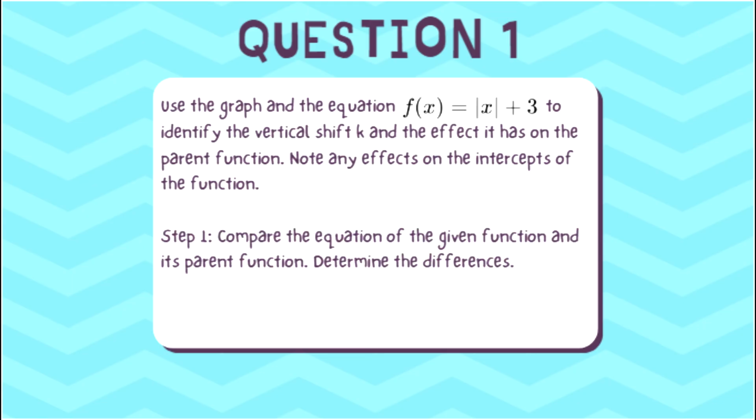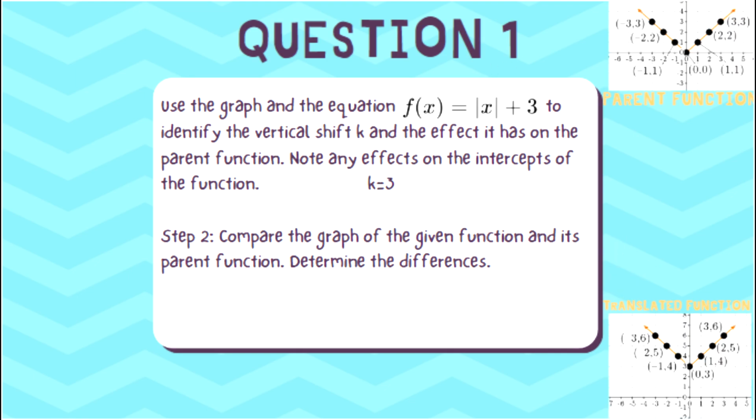So compare the equation of the given function and the parent function, determine the differences. So the parent function stops right there. It's just f of x equals the absolute value of x. So the difference is this plus 3, which is our k value. That means k equals 3. That means that this parent function is going to move up 3 units, which we can see on these two graphs. Here it touches the origin. Here it went up 1, 2, 3. The V shape stayed exactly the same, but it shifted up 3 units.